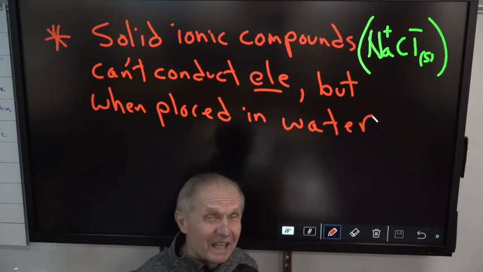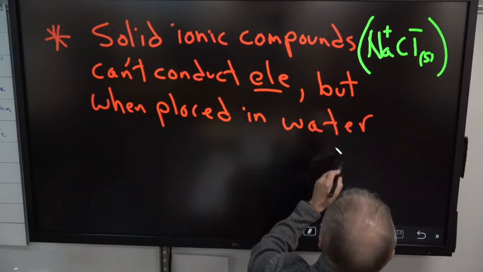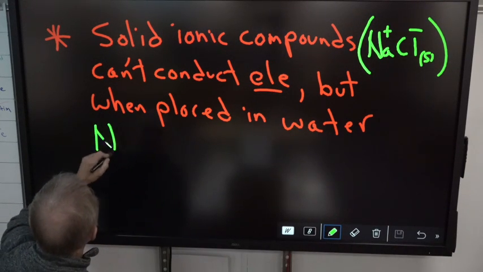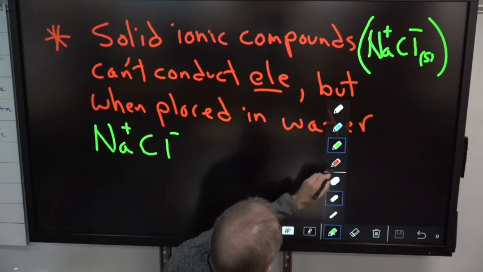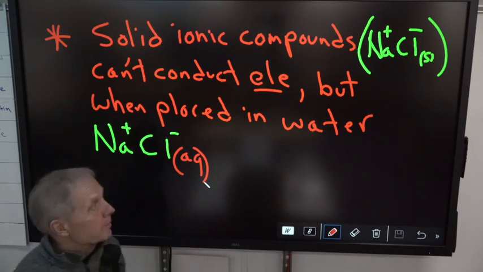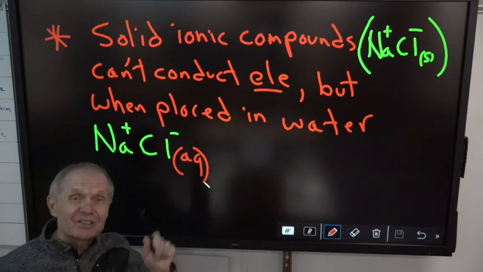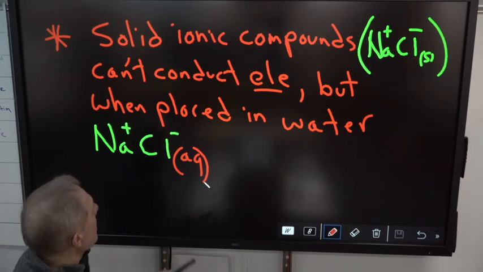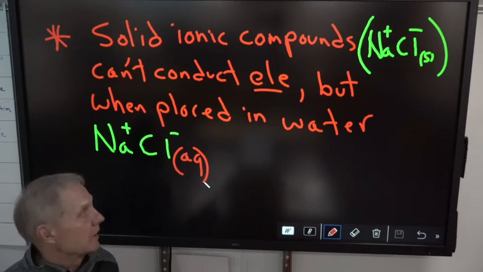But when placed in water, now watch this. I'll put it down here. So, but when placed in water, Na plus Cl minus (aq). Remember, aq means it's in water. So if you put an ionic compound, if you put a salt in water, Na plus Cl minus (aq), it will conduct electricity.